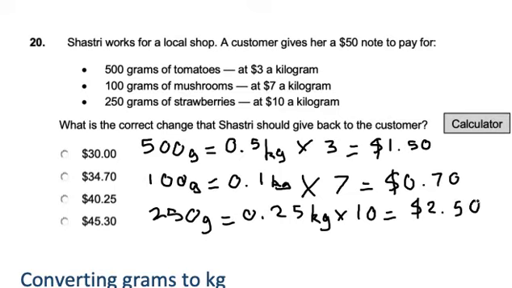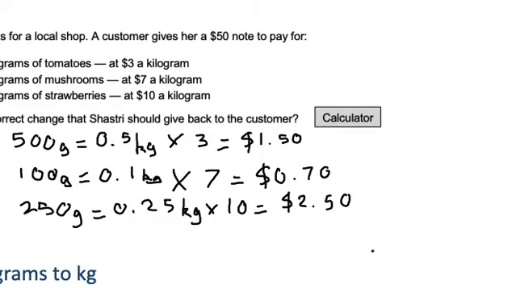Right. Now these are the prices for each separate item. I want to find the total cost of these items, so I'm going to just add them all up. So let's do that. If you run that in your calculator, what you should get is $4.70.